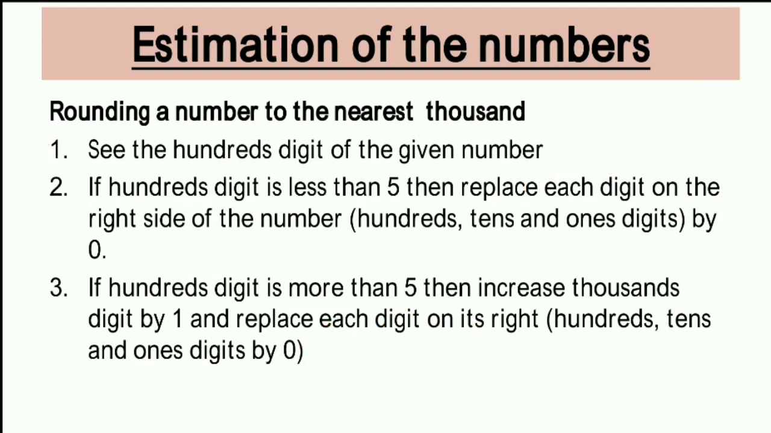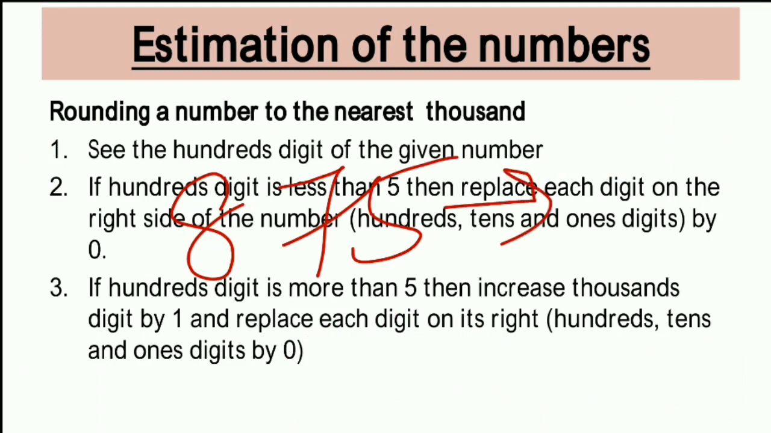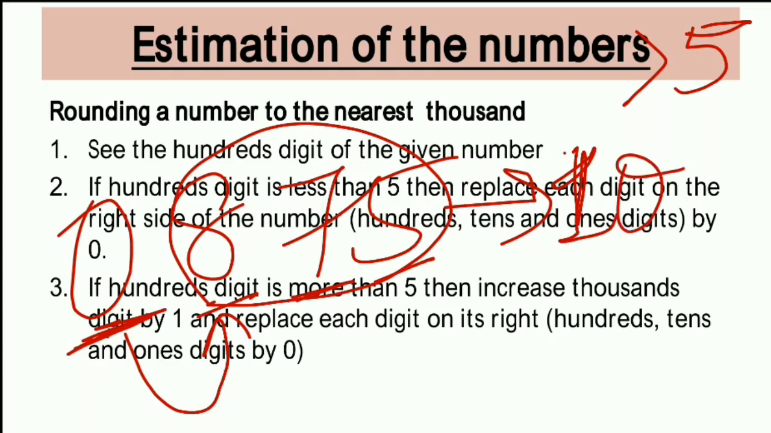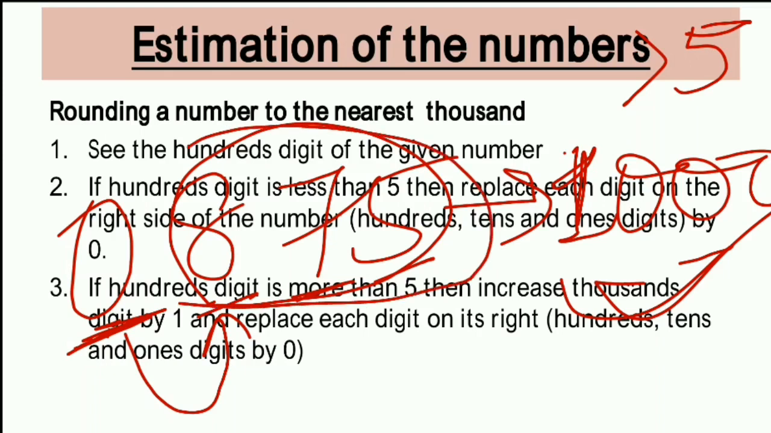Suppose the question is to round this number to the nearest 1000. What will you do? You see ones, tens, 100, 1000. At the 1000 place nothing is there, which means 0 is there. Just before the 1000 place, what is there? It is 8, which is greater than 5. So obviously 1 will be added here, and whatever digits come after will be replaced by 0. This is the estimated value. 1000 is the estimated value of 875 when we round this number to the nearest 1000.